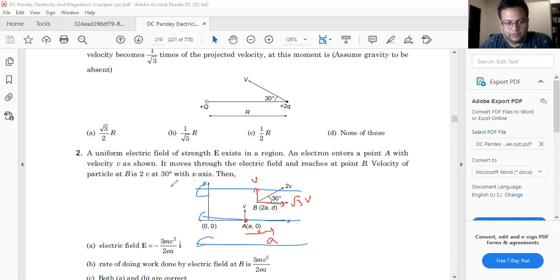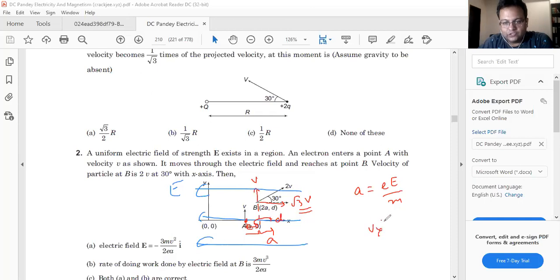See if you're clear with this. If the electric field is E, then the acceleration of the electron will be QE by m, that is, charge e, small e, by m. Over a horizontal distance d, it has gained a velocity of root 3 v.